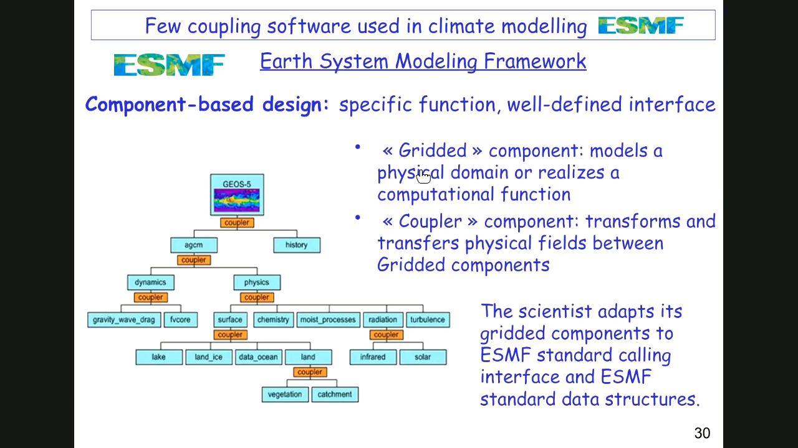So how does it work? I mean, ESMF is an integrated coupling software. So it's really a design which is based on the component concept. A component is a part of the code which has a very specific function and a well-defined interface. And in ESMF, you have two types of component. You have gridded components, which is a part of the code which models a physical domain or realizes a computational function. And you have coupler components, which transform the physical fields between the gridded components.